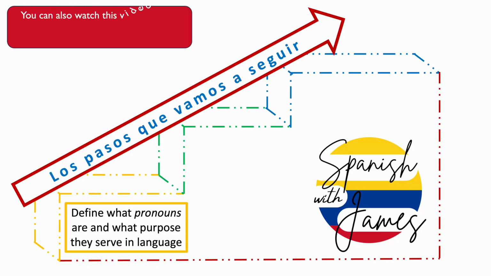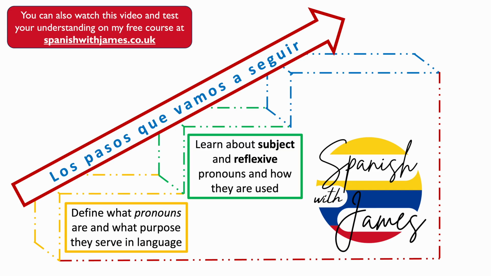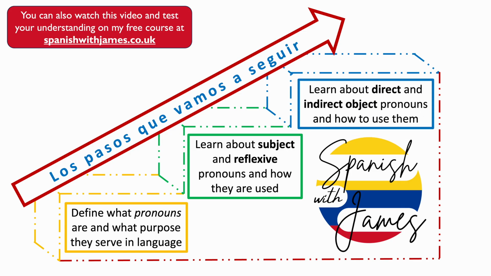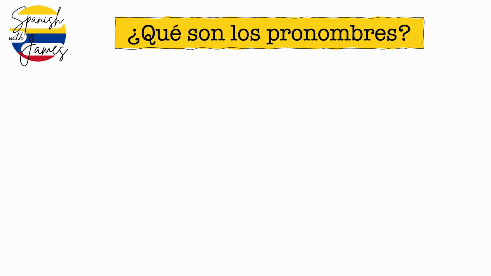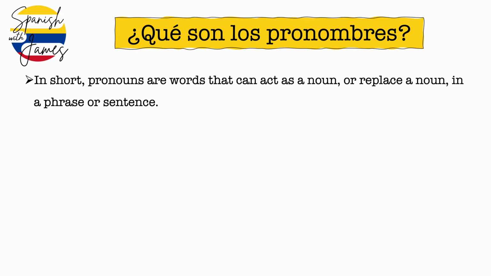Primero vamos a definir qué son los pronombres y cuál es su propósito en la lengua española. Vamos a aprender sobre los pronombres de sujeto y los pronombres reflexivos y finalmente vamos a aprender sobre los pronombres de objeto directo e indirecto. ¿Qué son los pronombres? In short, pronouns are words that can act as a noun or replace a noun in a phrase or a sentence.